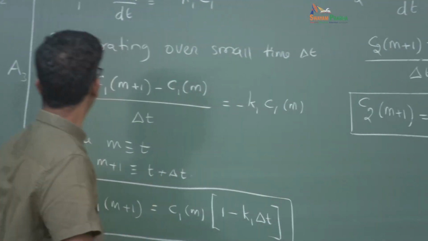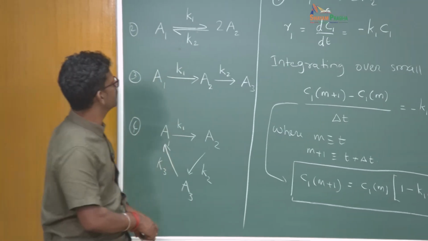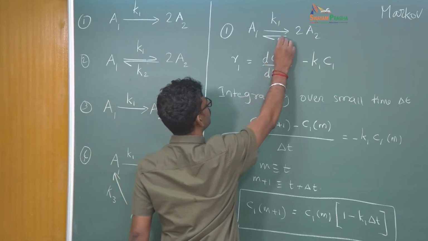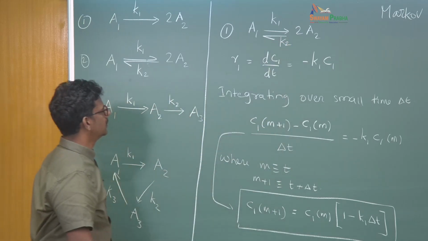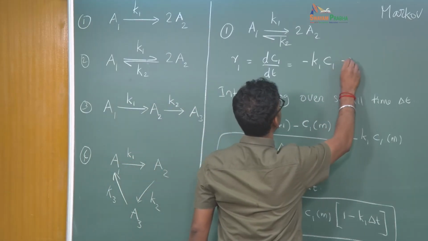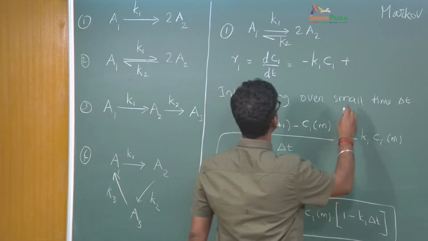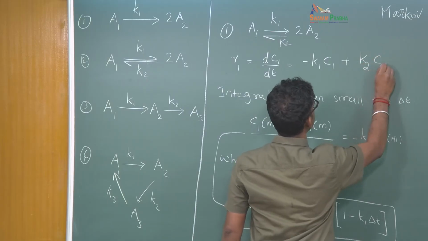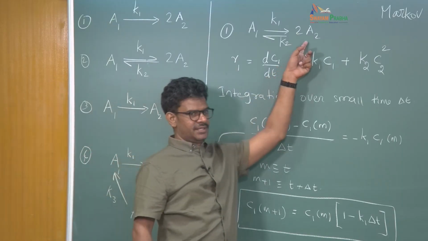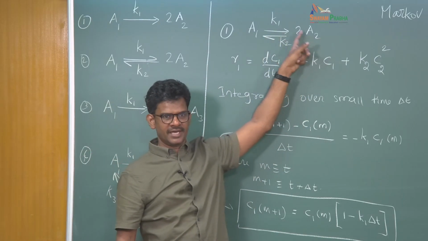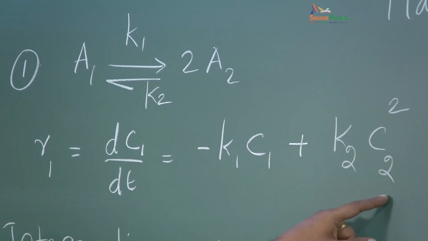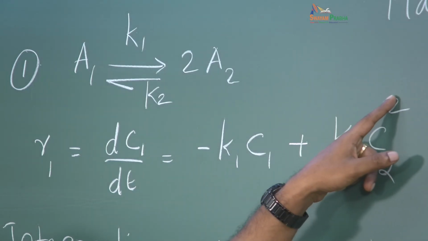Now let's go to this particular reaction where I'm going to add a reversible step here with a constant K2. So when I write the equation here, I will get plus K2 C2 squared. The reversible reaction here, I am considering an elementary reaction. It's a bimolecular reaction. So the rate of the backward reaction is K2 times C2 squared.